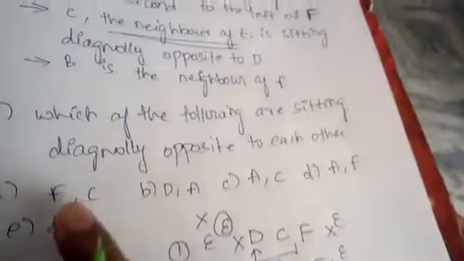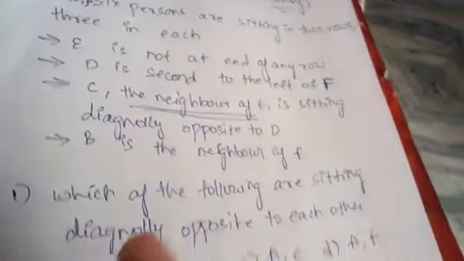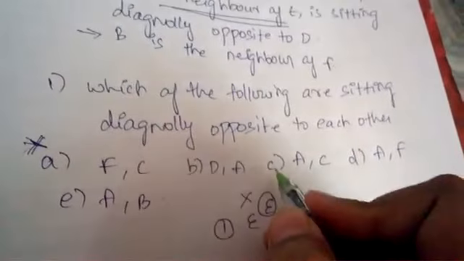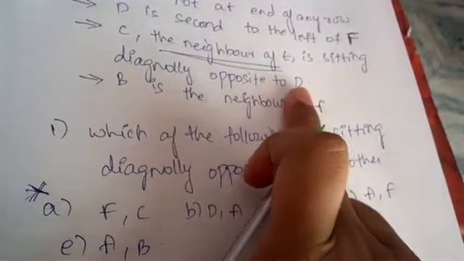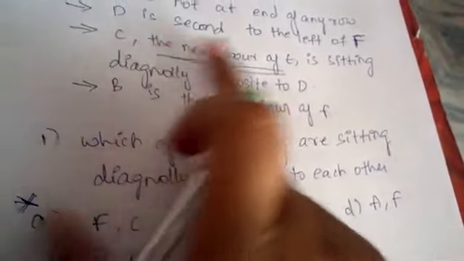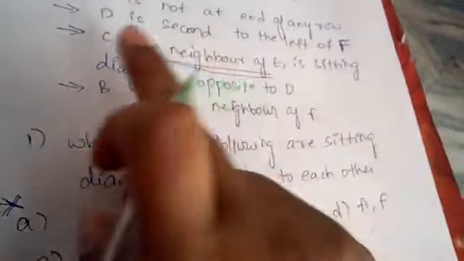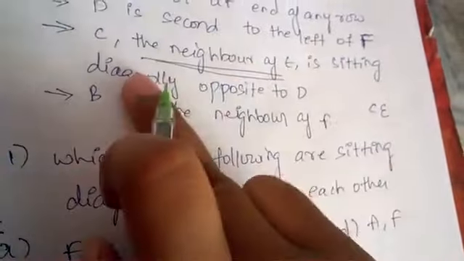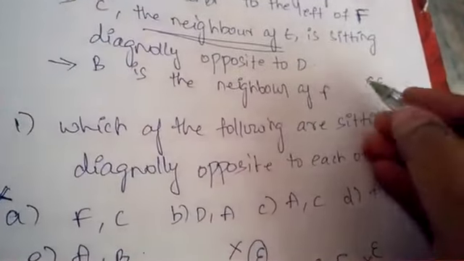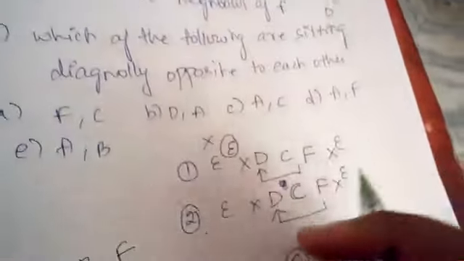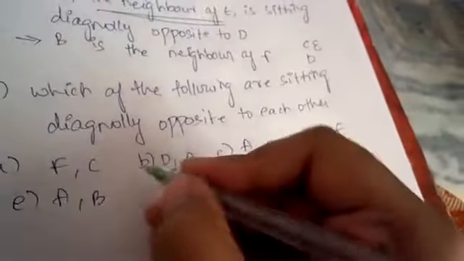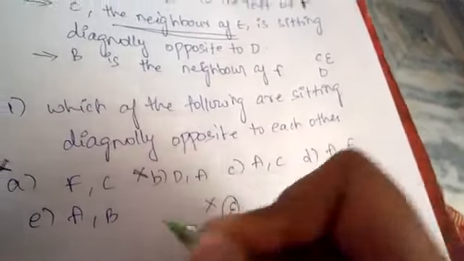Now let's analyze F and C. F and C are never neighbors. Analyze all the conditions, and you will only then understand clearly. D and A are never neighbors because C is the neighbor of E and C is opposite to D. So we never discussed A and D, and we are not sure whether they are neighbors. A and C, let's see how.